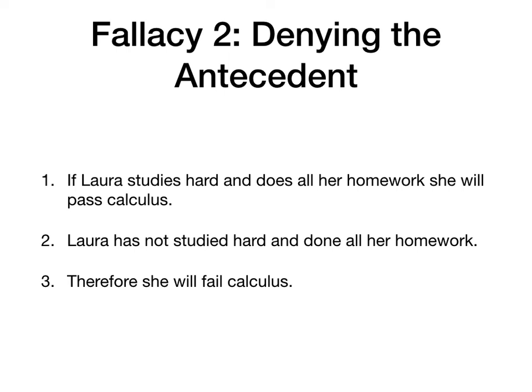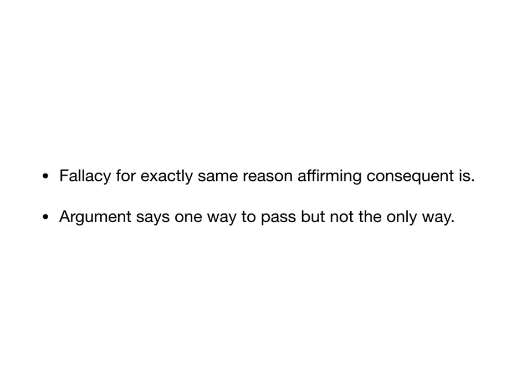Fallacy 2 is denying the antecedent. If Laura studies hard and does all her homework, she will pass calculus. She hasn't studied hard and done all her homework, so she's not going to pass. Look, this argument is invalid. It's a fallacy for exactly the same reason that affirming the consequent is, right? For the argument to be valid, we'd have to say, well, the only way she can pass is to do these 2 things. If she doesn't do these 2 things, then she's going to fail.